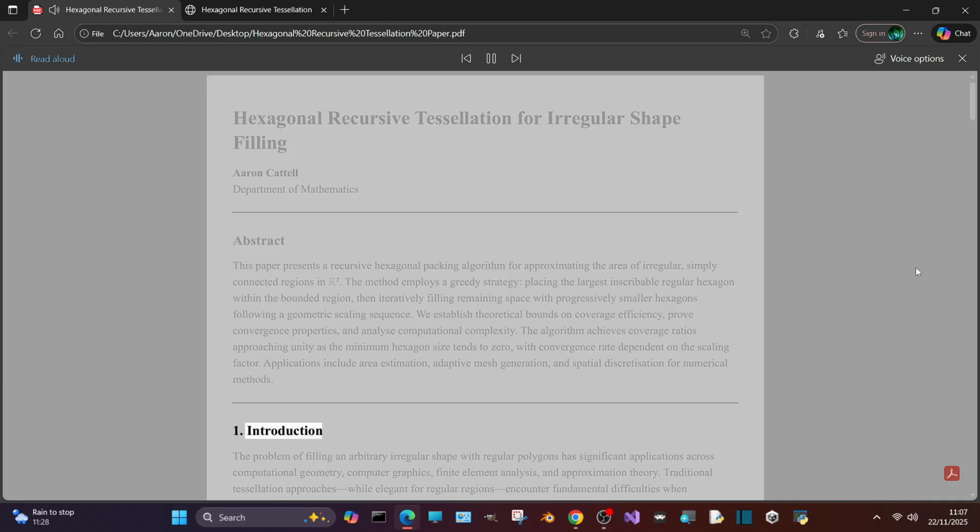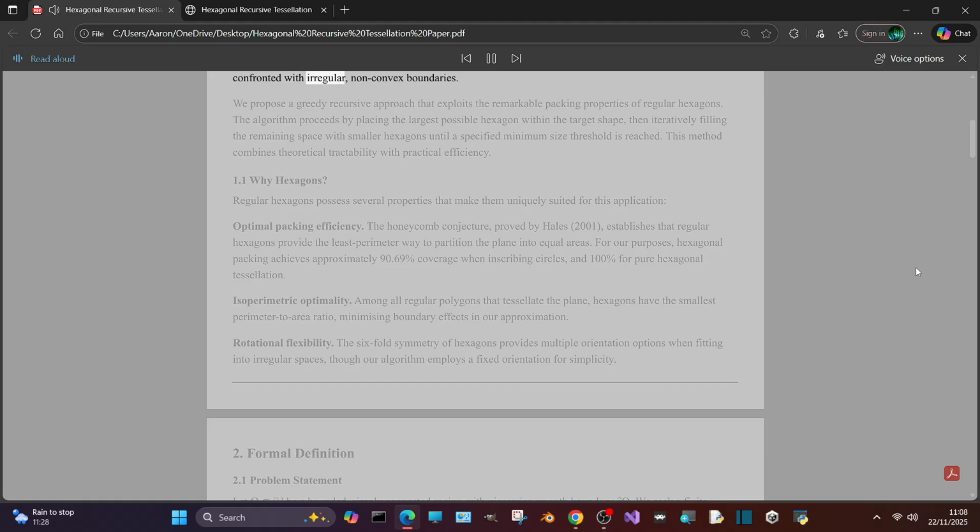1. Introduction. The problem of filling an arbitrary irregular shape with regular polygons has significant applications across computational geometry, computer graphics, finite element analysis, and approximation theory. Traditional tessellation approaches, while elegant for regular regions, encounter fundamental difficulties when confronted with irregular, non-convex boundaries. We propose a greedy recursive approach that exploits the remarkable packing properties of regular hexagons.